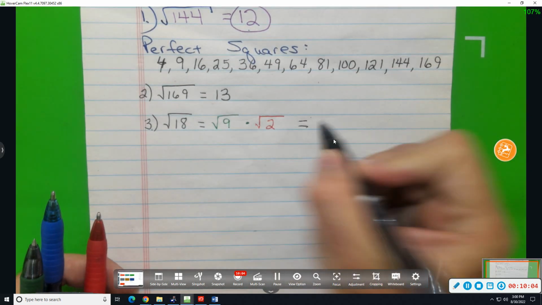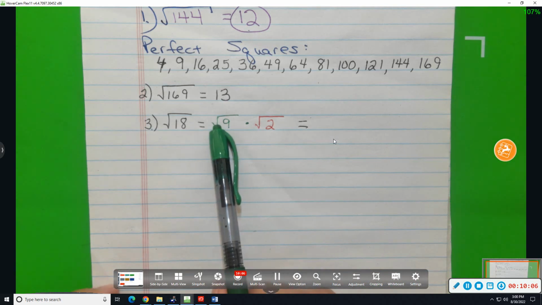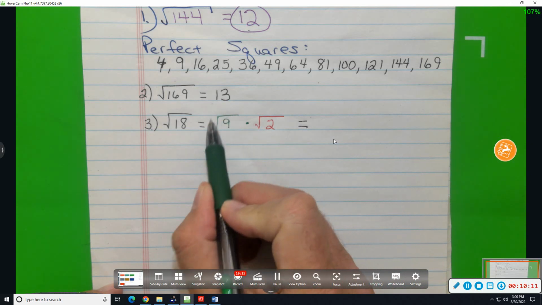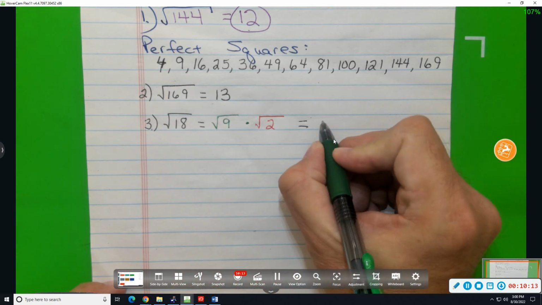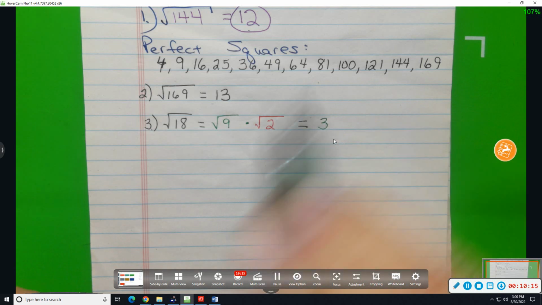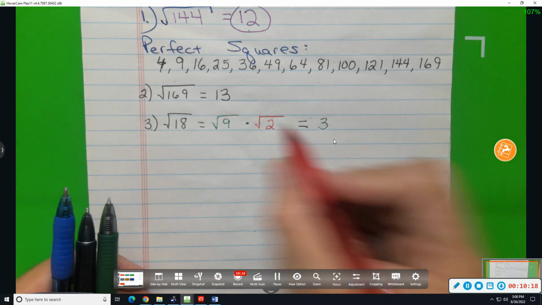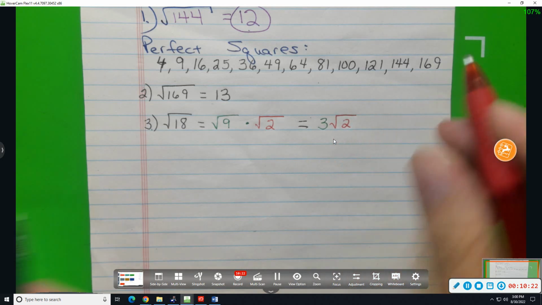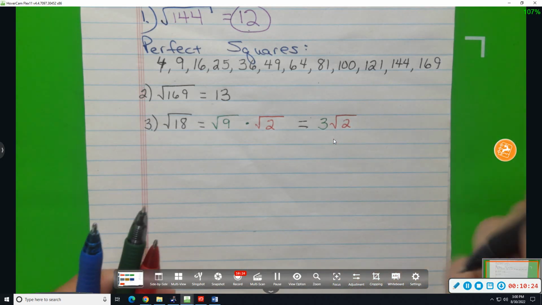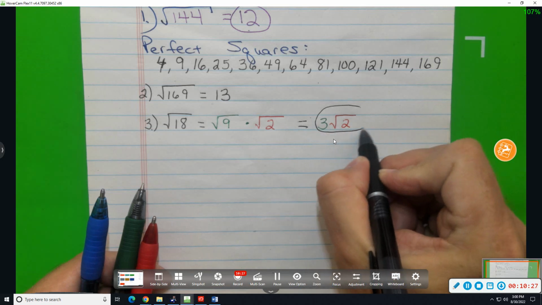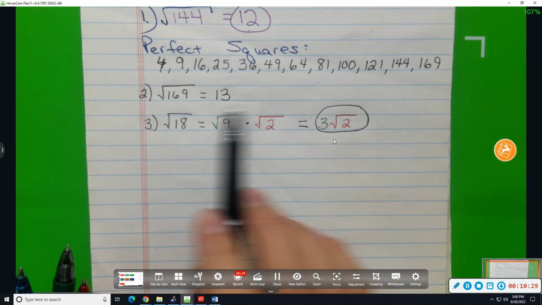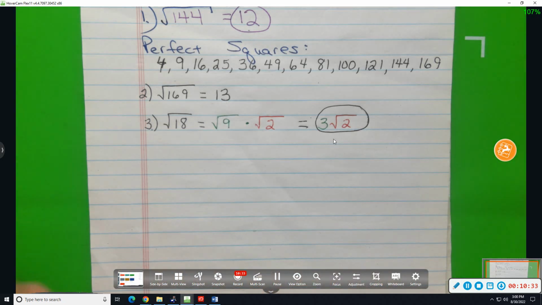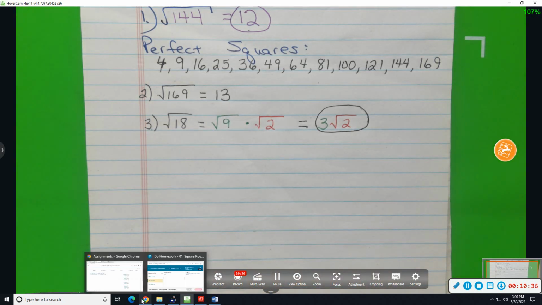Now, once I have it written, this green square root of 9 times the red square root of 2, I'm going to rewrite this green square root of 9 as what number? 3. Y'all following the colors here? The square root of 2 we just leave under there. Can you see your own paper? So 3 square root of 2 is how we're going to simplify the square root of 18. Now, how are we going to type that in?